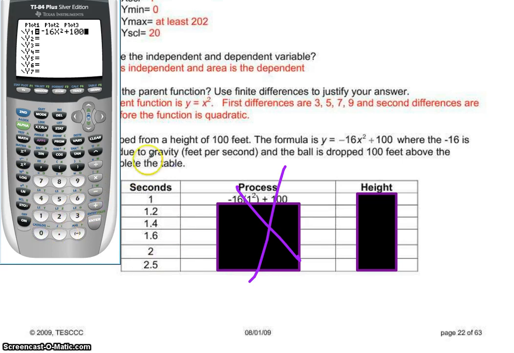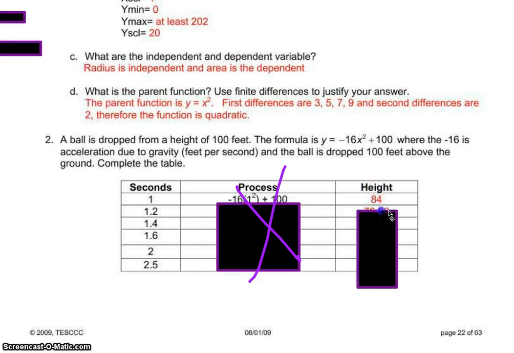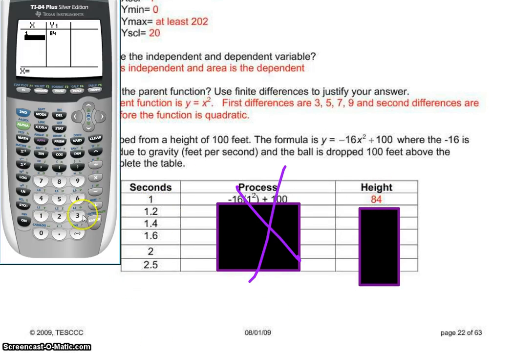Okay, now they're giving us really weird numbers for our x, so we want to go to second and table set, and we're going to set it down here at ask. Okay, at your independent, you want to set that to ask, so that when we go to our table, we can tell it, well, what is the answer if we put a 1 in? And it's 84.